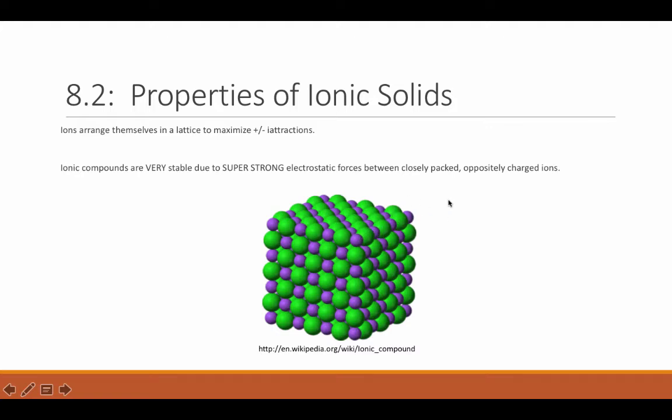Also notice that there's no individual molecular unit for an ionic solid. It will expand in all directions depending on how many ions we have. Therefore, we can't use the term molecule to describe an ionic solid. Instead, we often use the term formula unit to describe the smallest ratio between ions in the compound.